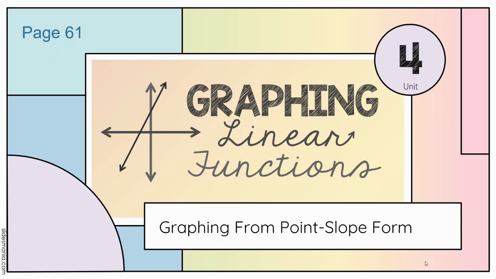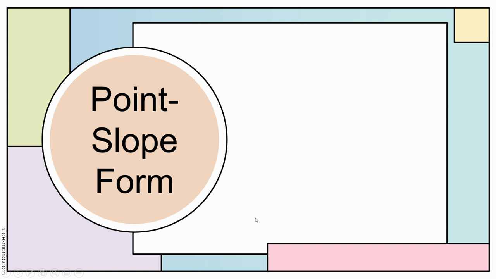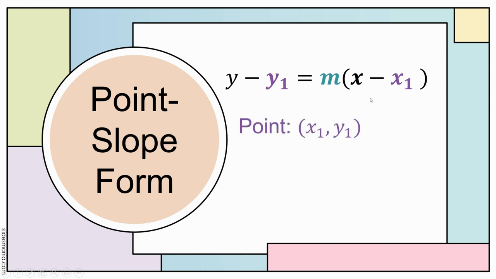Today we continue our graphing linear functions unit by graphing linear functions that are in point slope form. So that's an equation that looks a little different than what we're used to seeing. Point slope form will look like this. We'll have y minus y sub 1 equals m times x minus x sub 1. From that equation, we can conclude that there is a point x1, y1.